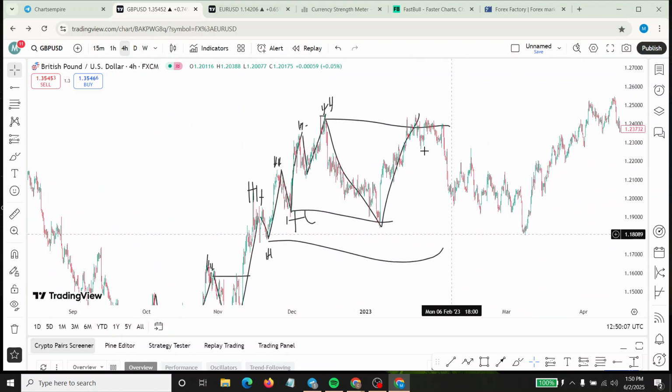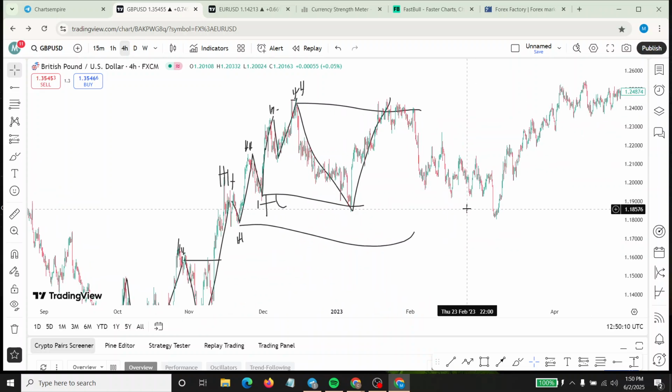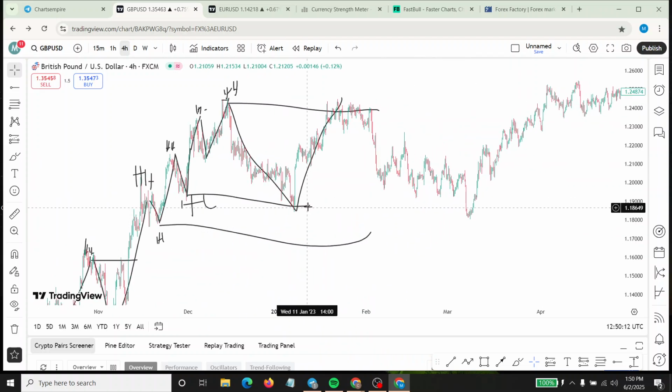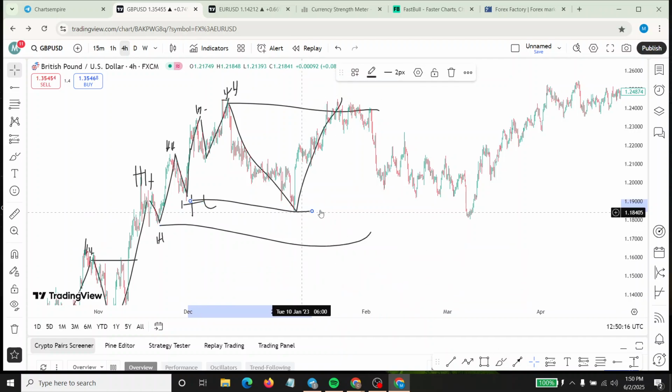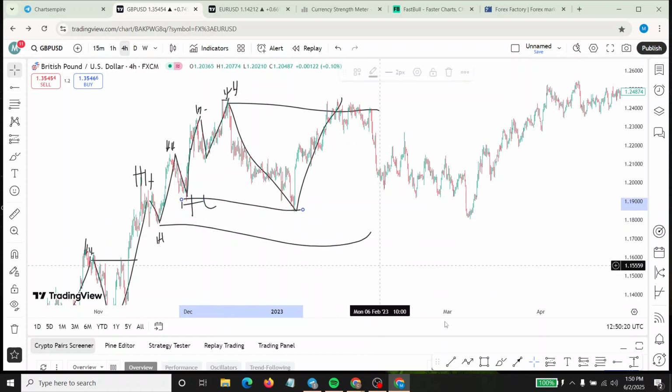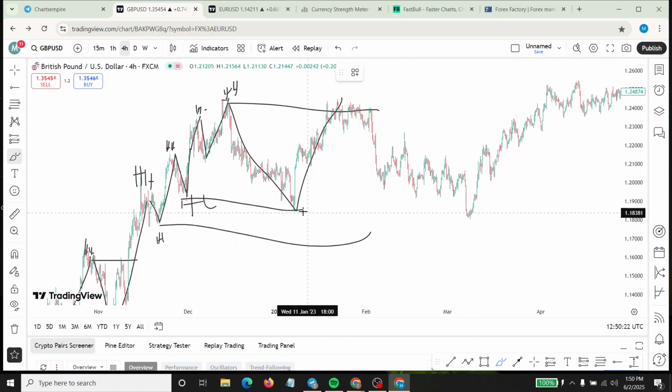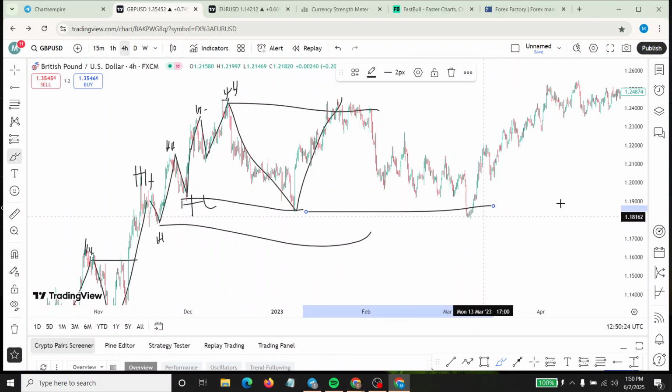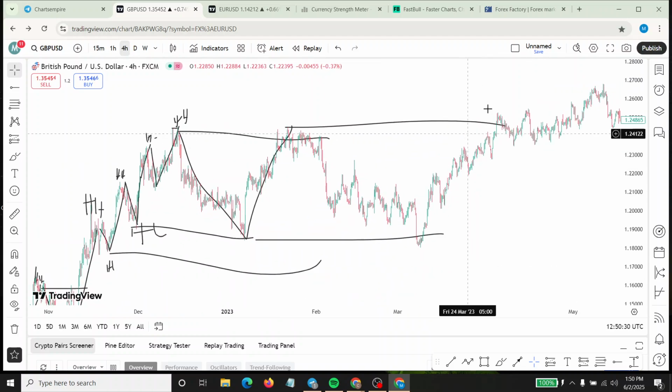So the market came back, sold to a particular level and respected this zone here. And when it took out this zone, it continued in its upward direction to eventually give us what? Give us a higher high formation.